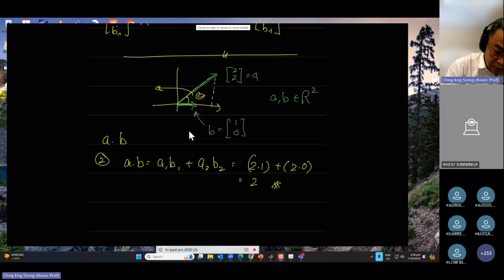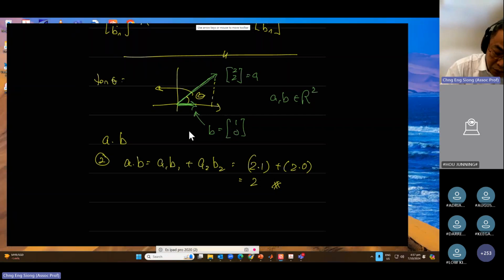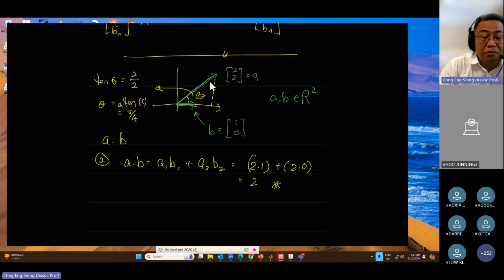Opposite over adjacent. So tangent theta equals 2 divided by 2. Theta equals arctangent of 1. And this is pi over, is it pi over 4? Yes. All right. So now we can calculate it visually because we're in R2 space.